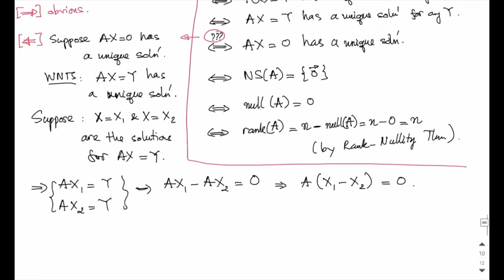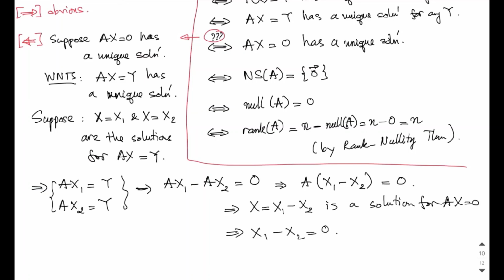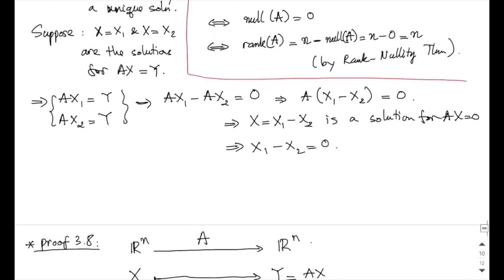And because Ax equals 0 has a unique solution, this means that x1 minus x2 is the solution for Ax equals 0, right? So this implies that x equals x1 minus x2 is a solution for the equation Ax equals 0. This implies that x1 minus x2 has to be 0 because the only solution is 0, right? And so this implies x1 equals x2. And we have proven the uniqueness, right?